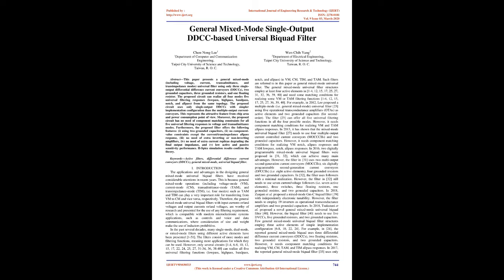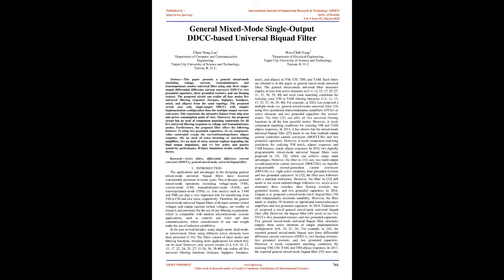The general mixed mode universal filter structures employ at least 4 active elements in [1] to [4], [12], [15], [17], [25], [27], [31], [32], [36], [39], [40], and need some matching conditions for realizing some VM or TAM filtering functions [1] to [4], [12], [15], [17], [25], [27], [36], [39], [40].